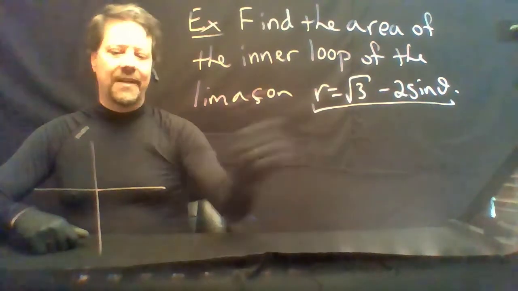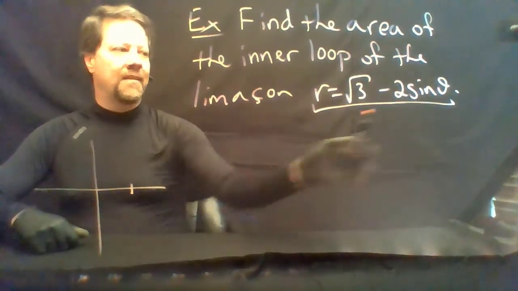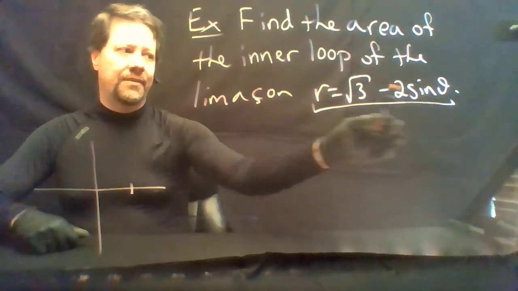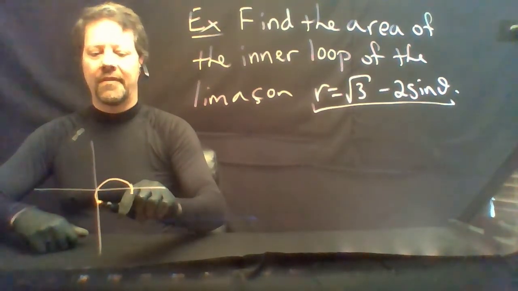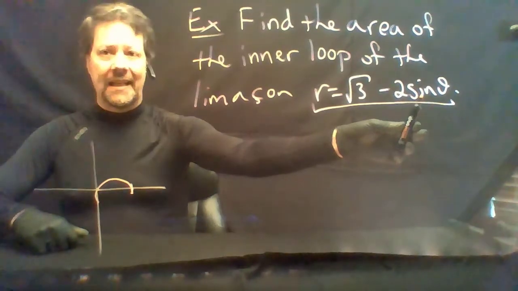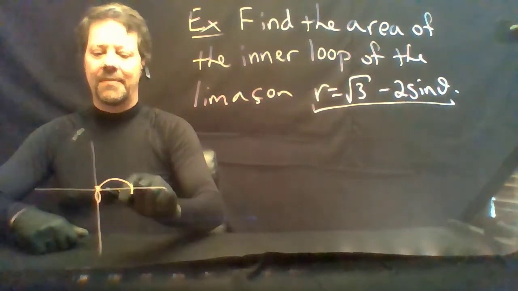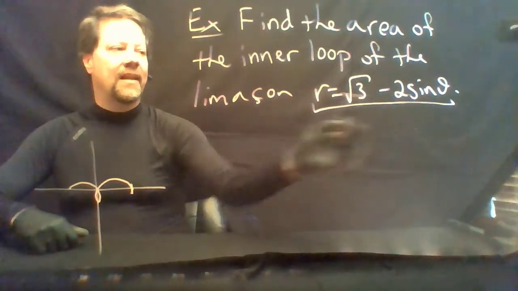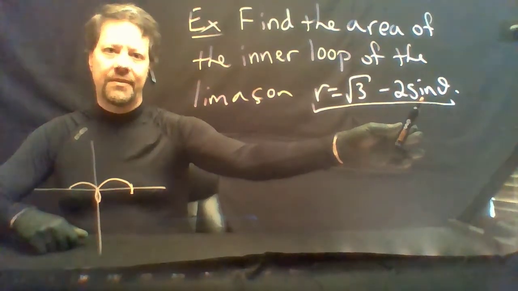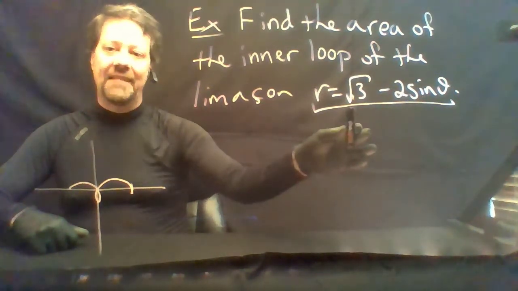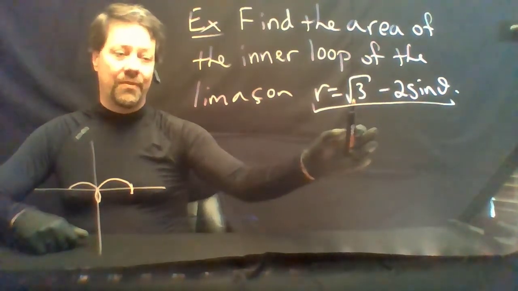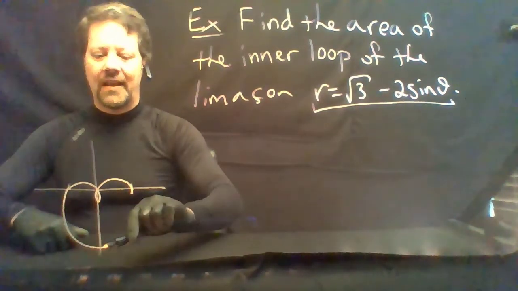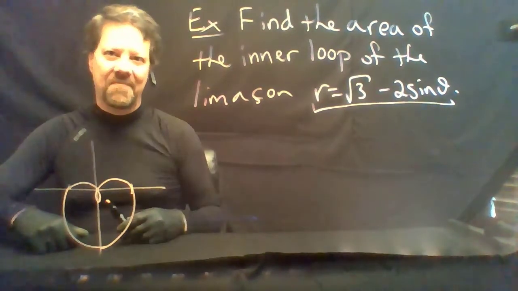How does this limacon look? When theta is 0, the radius is root 3. As theta goes to pi over 2, you end up with root 3 minus 2, which is negative. By the time you get to pi, sine of pi is 0, you're back out to a radius of root 3. And at 3 pi over 2, sine is minus 1, you get a maximum radius of root 3 plus 2, and then back to root 3.